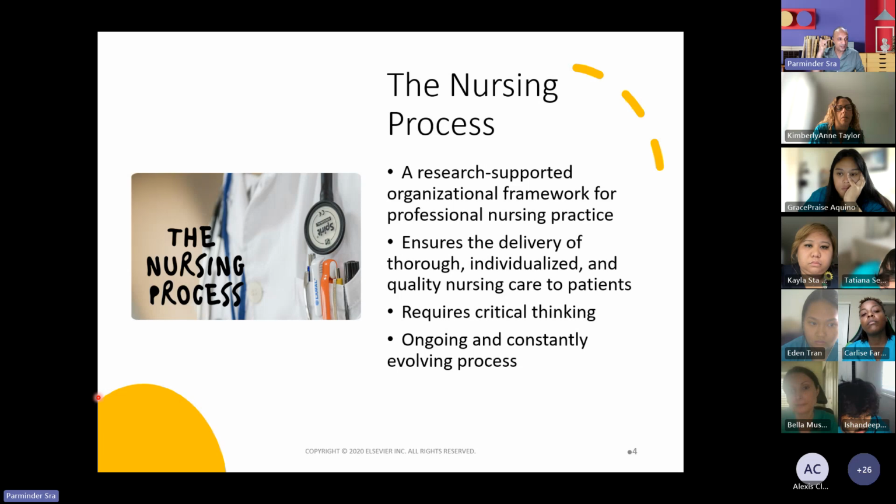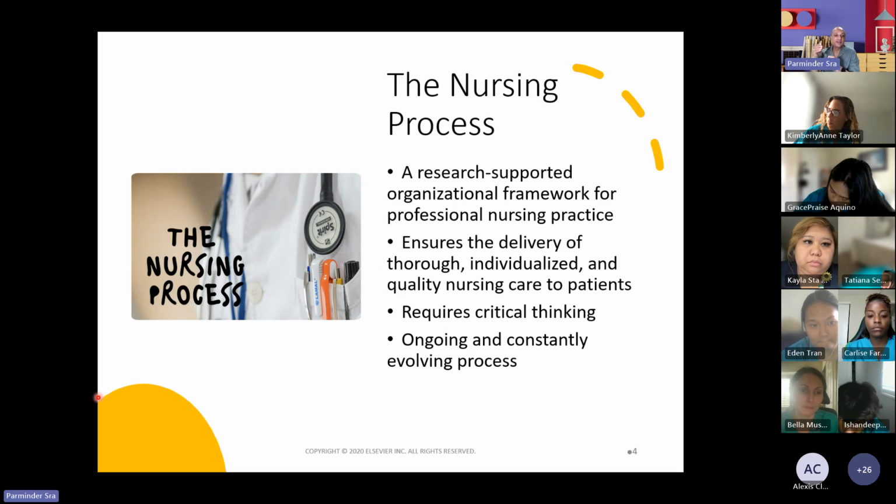Okay, make sure you understand the difference between a nursing and a medical diagnosis. That's not your scope of practice. We leave that for doctors. Okay, the NANDA approved those diagnoses. Then based on the diagnosis, we develop the plan.